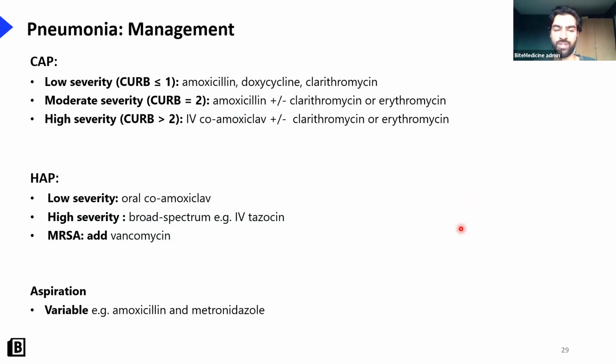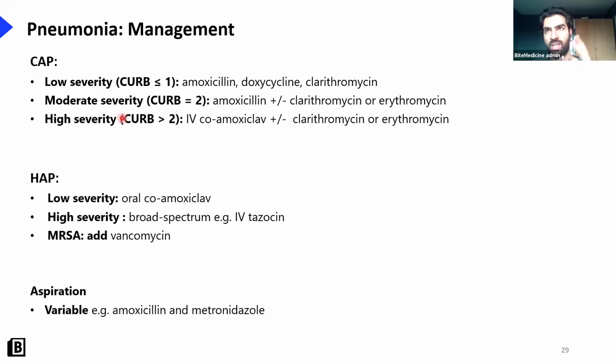So how do we manage these patients? Split up into the 3 classifications: community acquired, hospital acquired, and aspiration. So remember, community acquired, going back to our basic principles we discussed at the beginning. Number 1, where is the infection? It's in the lungs. So we need an antibiotic which can target the bacteria in the lungs properly. What organisms are we talking about? We're talking about Strep pneumoniae. We're talking about atypical organisms like Mycoplasma. And then beyond that, we need to think about the severity. And that's why we use the CURB score.